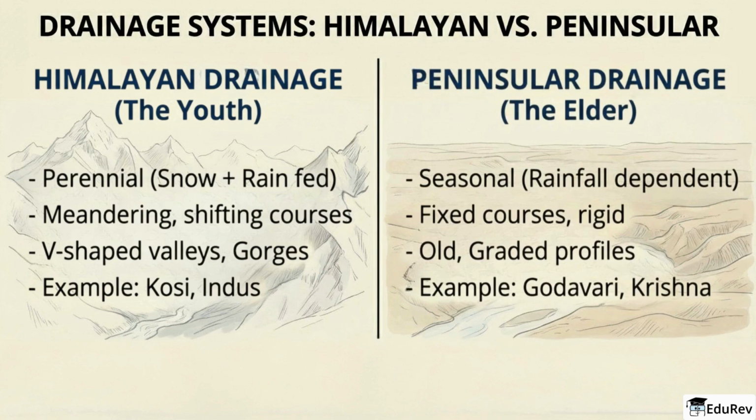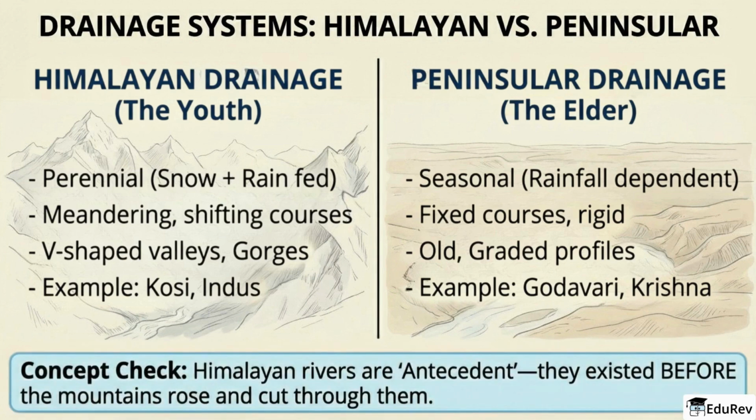Peninsular drainage is the elder. It is largely seasonal, so much more dependent on rainfall. Its rivers usually have fixed courses, more rigid channels, and old graded profiles, meaning mature, gentler river forms. Examples here are Godavari and Krishna. And here is the concept check you must not miss. Himalayan rivers are antecedent. That means they existed before the mountains fully rose and then kept cutting through them as uplift continued. That one line separates understanding from memorization.